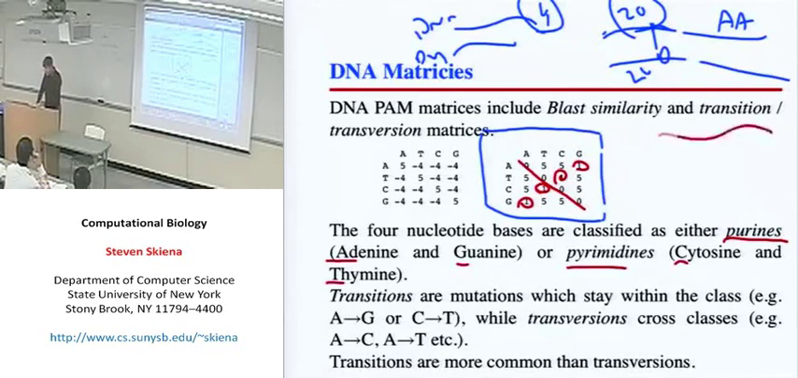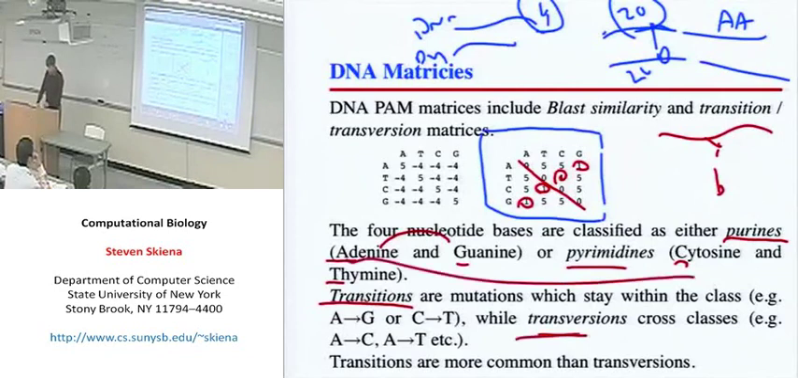If we think about a sequence evolving when there's a mutation, every mutation can either be called what we call a transition or a transversion. A transition means we stay within the class, A to a G, or C to a T. A transversion crosses classes. So an A to a C would be an example of a transversion. Any questions about that?